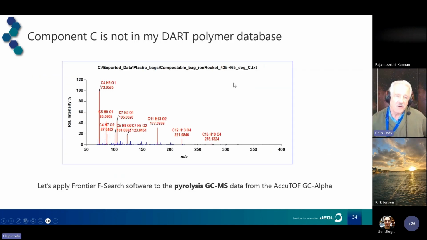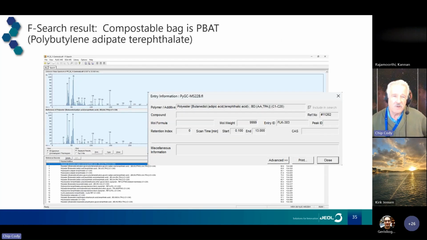The third one wasn't in my DART database, so we measured that by pyrolysis GCMS, and the F-Search result showed that it was polybutylene adipate terephthalate, which is a well-known compostable polymer. It's a random copolymer, as you guys probably know better than I. So the F-Search database has a number of replicate measurements for this.